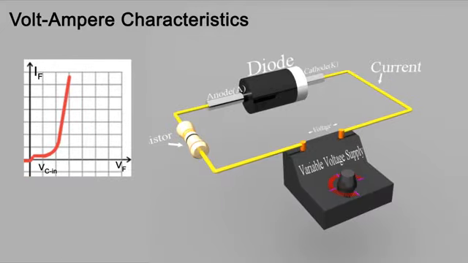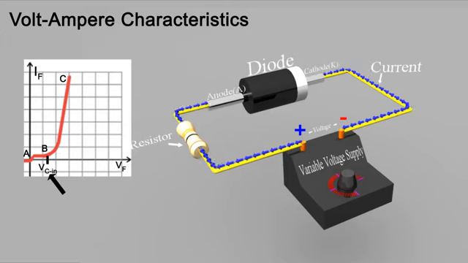The forward characteristic is the graph of anode to cathode forward voltage VF versus the forward current through the diode, IF. The forward characteristic is divided into two portions, AB and BC. In the region A to B, the forward voltage is small and less than the cut-in voltage. Therefore, the forward current flowing through the diode is small.